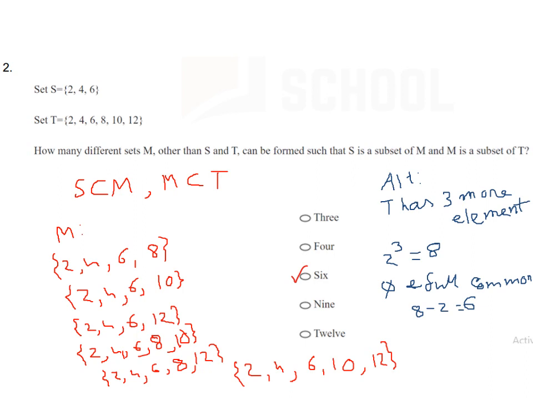There is an alternative method. As the set T has 3 more elements, 2 to the power n, that is 2 cubed, equals 8. The null set and the full set are common to both sets. So you can take the difference of 8 and 2, and the answer will be 6.